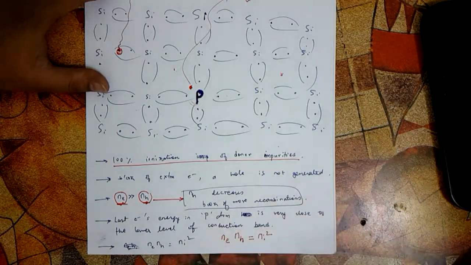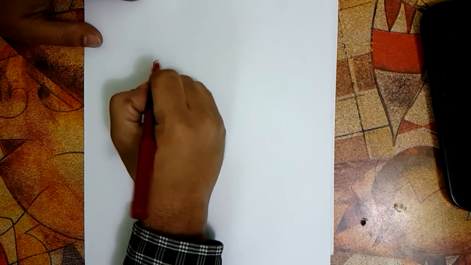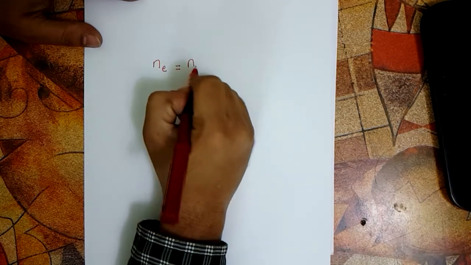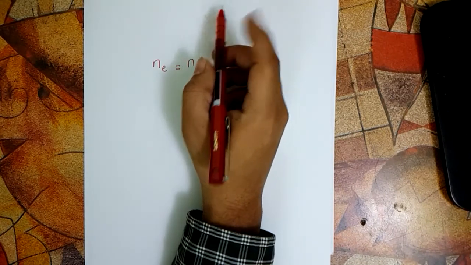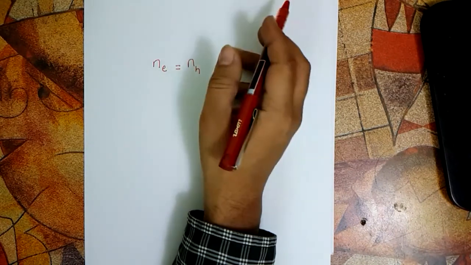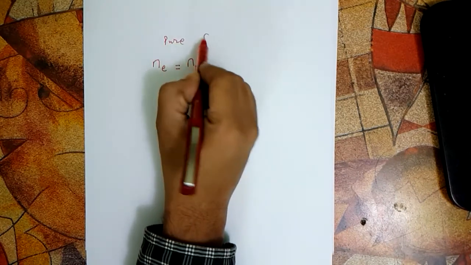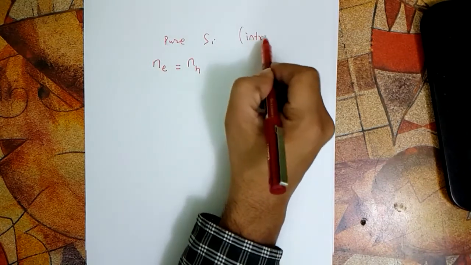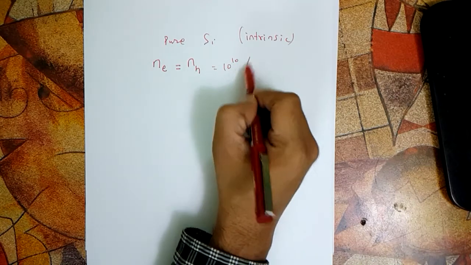Before adding the impurity, Ne was equal to NH, because each electron going into the conduction band will result in exactly one hole. So one electron goes, one hole is created. So Ne was equal to NH in pure silicon, which is called intrinsic type. And we know that that is roughly of the order of 10^10 per centimeter cube.